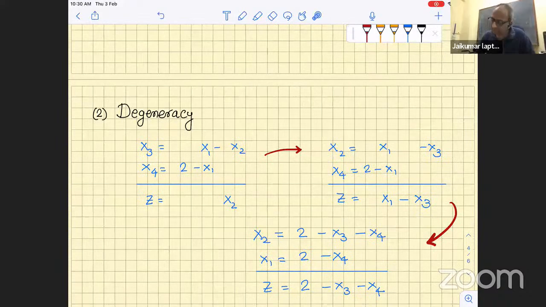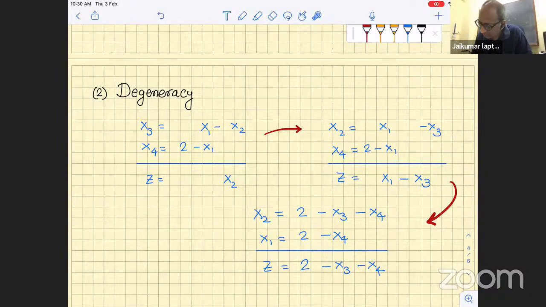Okay. So now we have a situation here where when you set x1 and x2 to 0, x3 also has become 0. So the constant term here was 0. And then x4 was 2 minus x1. And your objective function happened to be x2. So now, since x2 is the objective function, x2 has a positive coefficient here, we would like to improve the value of z by increasing x2.